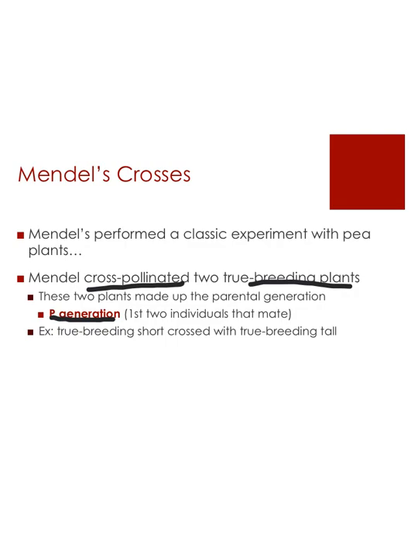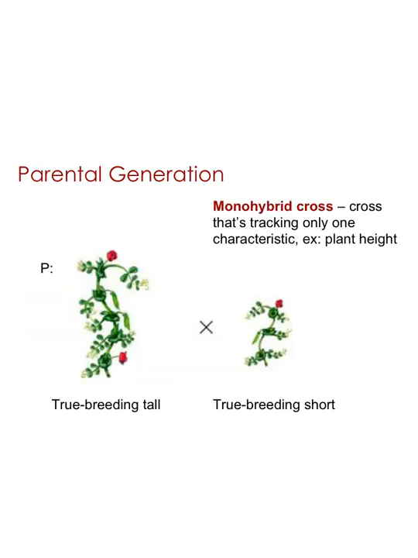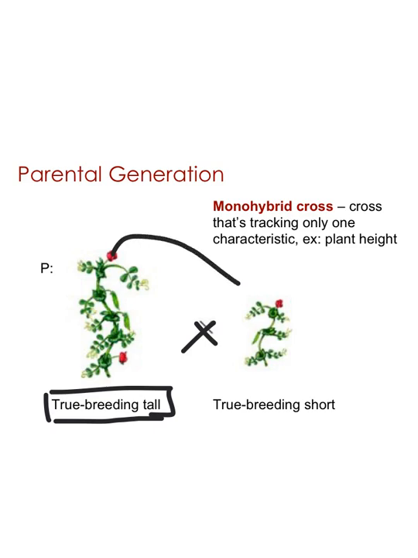What he did is he took a true breeding short plant, so a short plant that when you cross it with itself, always had short offspring, and he crossed that true breeding short plant with a true breeding tall plant. Remember, true breeding tall means if you crossed that tall plant with itself, the offspring would always be tall. He was curious what was going to happen. So he took some of the pollen or the sperm from this flower and he put it on the egg of this plant, crossing it with a true breeding short plant.